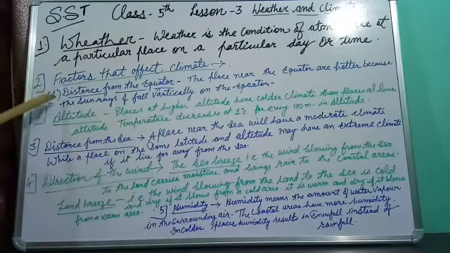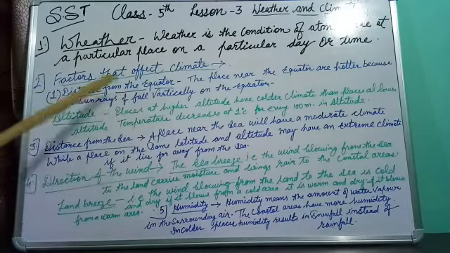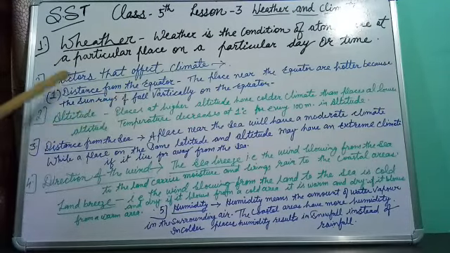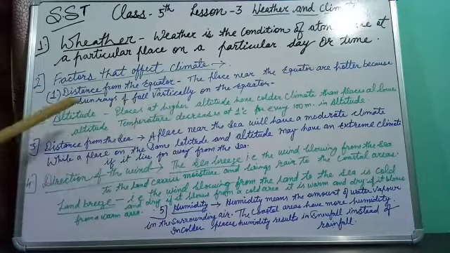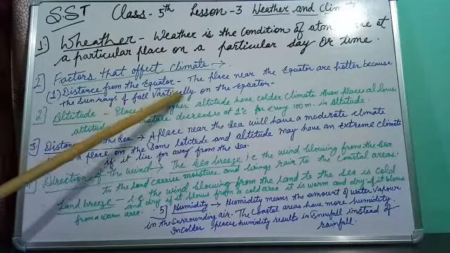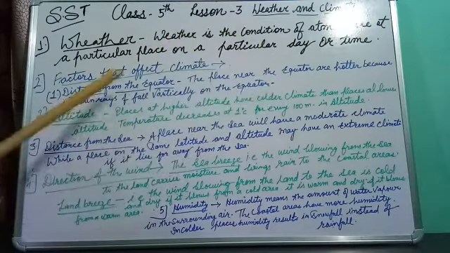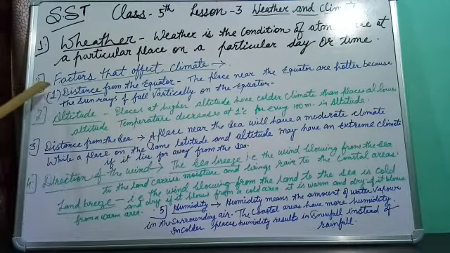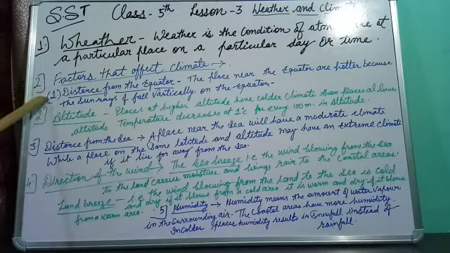Now we start. Distance from the equator. The climate of a place is greatly influenced by its distance from the equator. The places near the equator are hotter because the rays of the sun fall vertically on the equator. Since the vertical rays cover a smaller area, they are more concentrated. That's why it is hot at the equator.